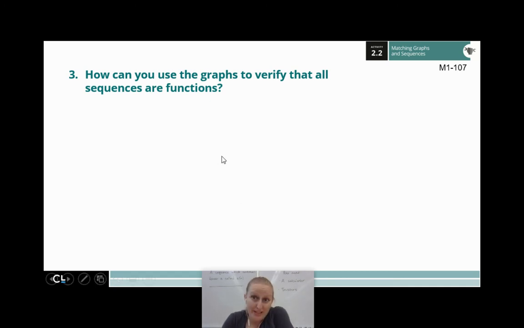Do you remember what the test was? That's right. It was the vertical line test. So yeah, all of these graphs pass the vertical line test, which means all of these sequences, arithmetic, geometric, all these sequences, they're functions. Every single one of them is a function.